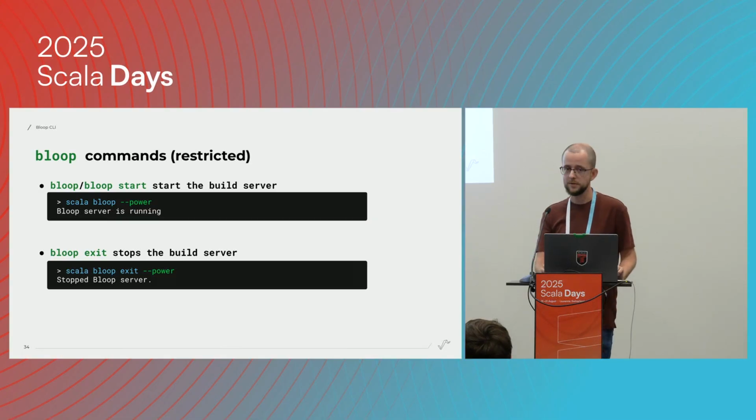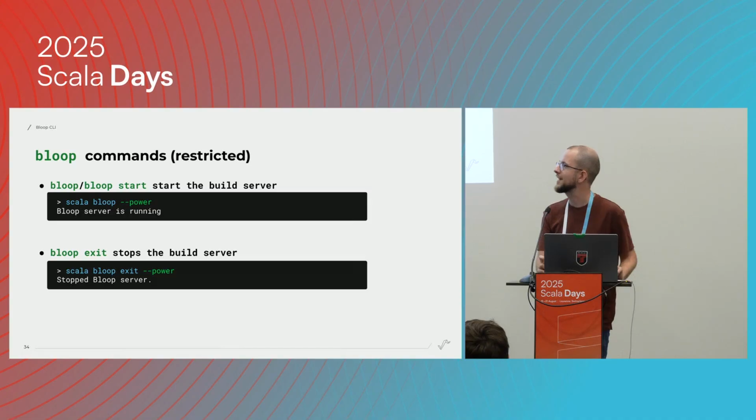Next, Bloop commands. So these are things used to debug or communicate with the build server. That's the process running in the background and building your files. We just have a couple. So basically, when you have to use those, that means something is wrong with your build and you don't know why, and you'd like to check what is going on. So these are shorthand for this.